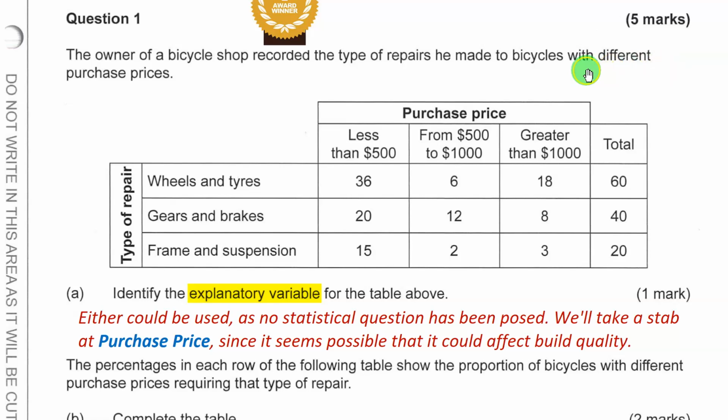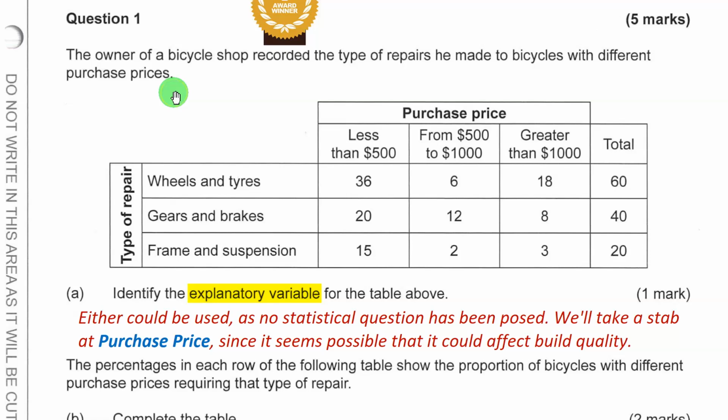The owner of a bike shop recorded these repairs, and here's some data in the table. And first up, we're asked to identify the explanatory variable for the table above. Well, we can't do it because you could use either, I reckon, because no statistical question has been posed. It's not like the owner of the bicycle shop suspected that expensive bikes tended to suffer more from wheel and tire repairs, or that cheaper bikes often needed frame and suspension repairs more than any other. But there's no such question that we've got to investigate, and that's one of the key parts of this course.